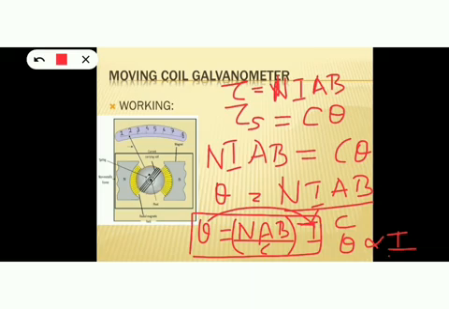When more current flows through the circuit, the pointer deflects more, which is indicated by a large reading in the galvanometer. And when a very small current flows through the circuit, the pointer deflects less, which is indicated by a small value in the galvanometer. So this is about the working of a moving coil galvanometer.